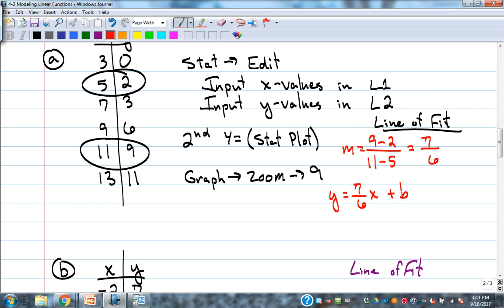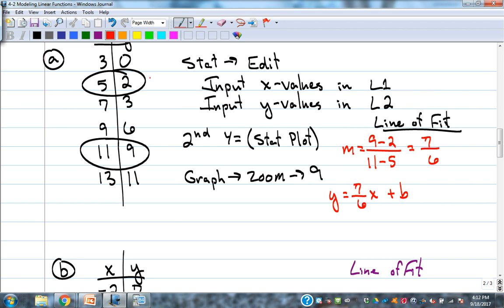Now I need to find B. How do I do that? B is the y-intercept. How do I find it? If I had B in the equation, I could do that. But here I'm trying to find B. So I need to use an ordered pair. I need to use one of those I used for the slope. So we're going to plug it in for Y and X there.